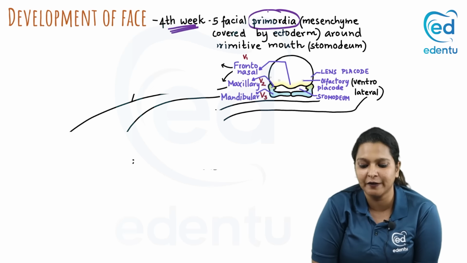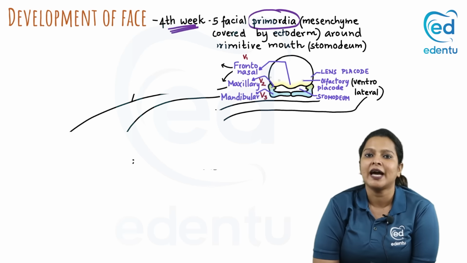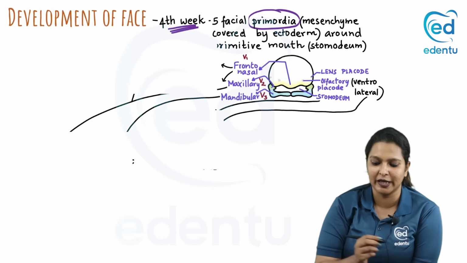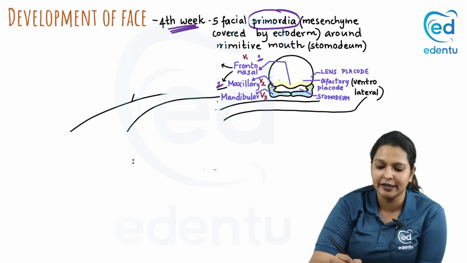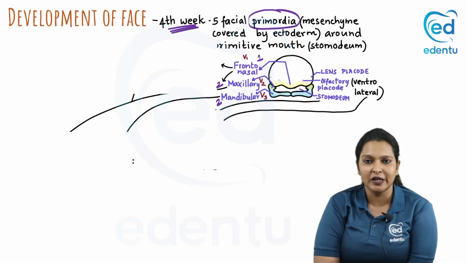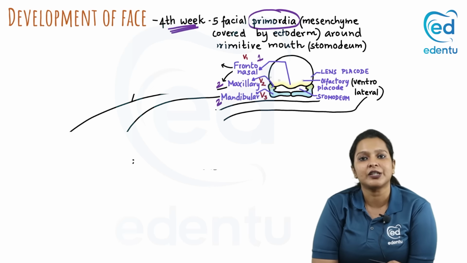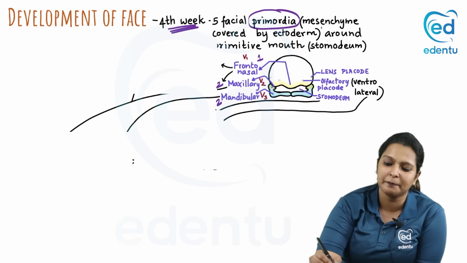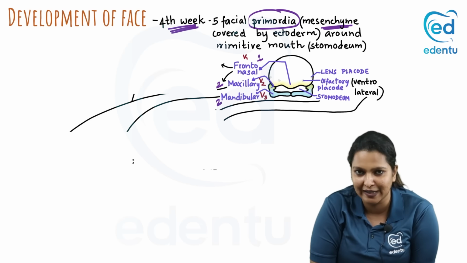Okay, what are the 5 facial swellings? There is one frontonasal swelling, and there are 2 maxillary swellings and 2 mandibular swellings. So one frontonasal swelling, 2 maxillary and 2 mandibular swellings. So these 5 facial primordia or facial swellings are structures formed by mesenchyme. So this mesenchyme is derived from neural crest cells.